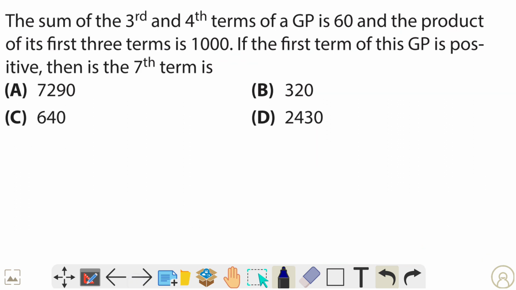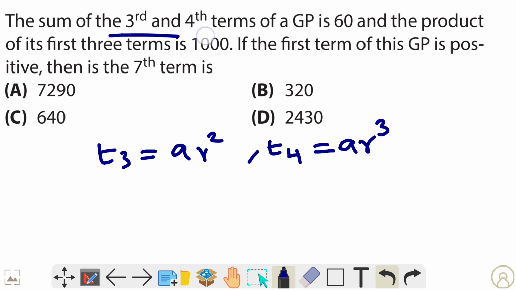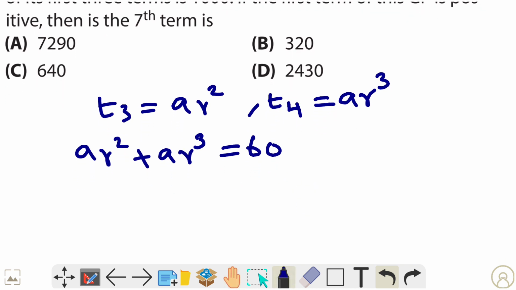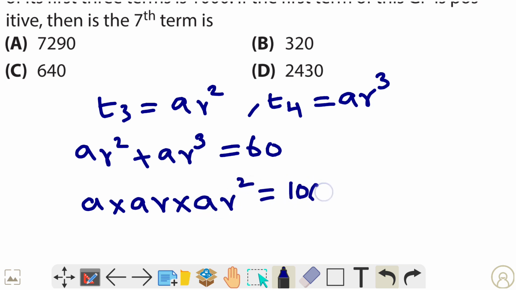Okay. So now we move on to the next question. The sum of the third and fourth terms of a GP. GP, in the sense, a into r power n minus 1, that is the general term. So the third term T3 is equal to ar square, and the fourth term T4 is equal to ar cube. So the sum of these two terms, ar square plus ar cube, is equal to 60. And the product of the first three terms, a into ar into ar square, is equal to 1000.